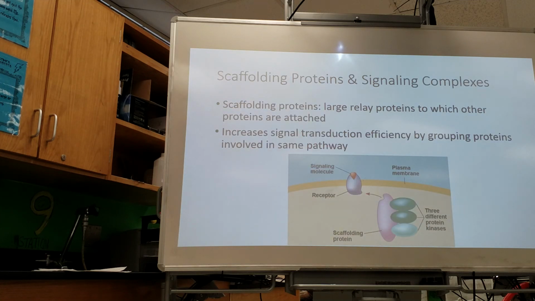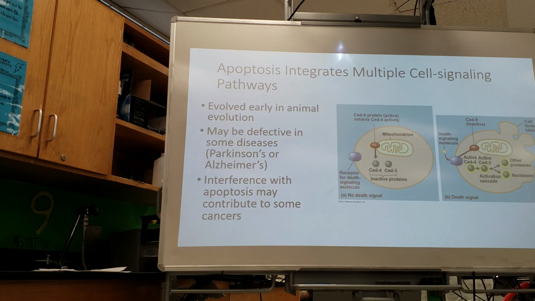You can also organize your proteins in ways to make the signaling run faster. I don't see you needing that. Apoptosis is programmed cell death. It is usually triggered by some sort of cell signaling, and the cell will usually release its own lysosomes to digest itself, or it'll form these weird things called blebs, which are a signal to white blood cells, eat me, I'm dying.